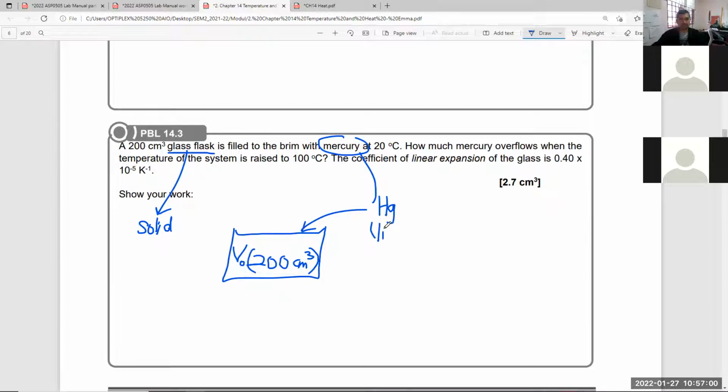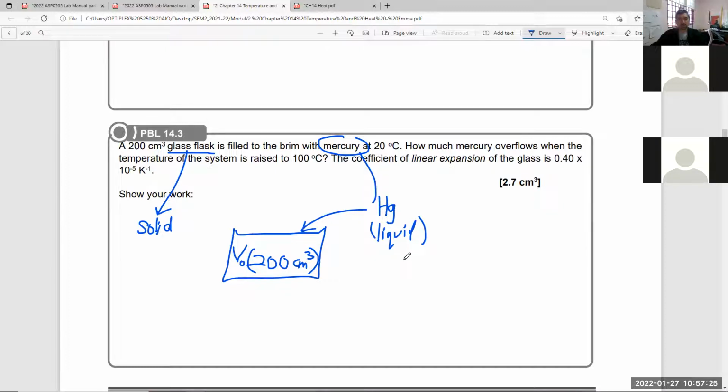Mercury at room temperature is a liquid, such as in your thermometer, the vial, in terms of the glass thermometer we have in the lab. The glass thermometer uses mercury, which is a liquid at room temperature.